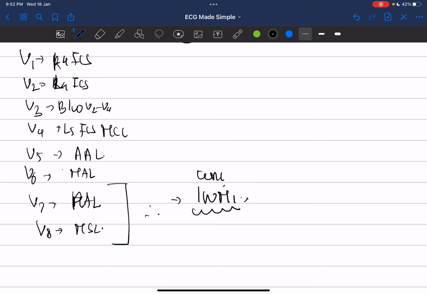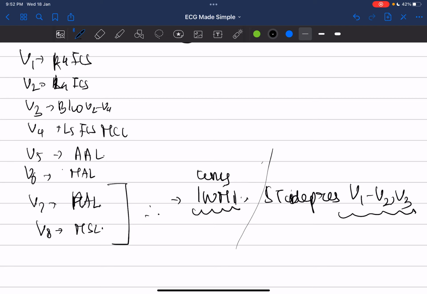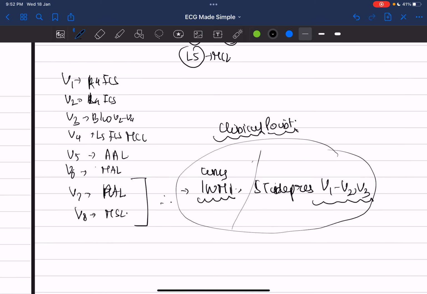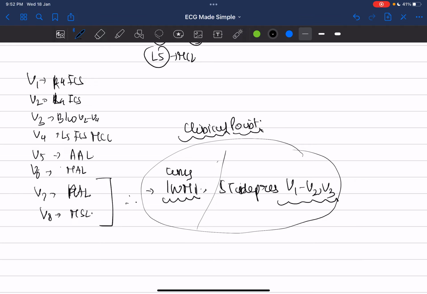It's better, in any inferior wall MI, to do posterior leads, just to rule out posterior wall MIs. And any patient with ST depression in V1, V2, V3, don't think of this as just an STEMI. This can be a posterior wall MI. So in any inferior wall MI, or any patient with ST depression in V1, V2, V3, do posterior leads. This is a clinical point. Throughout this session I will add some clinical points, rather than it being a pure theory session.